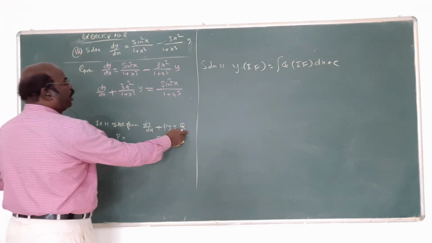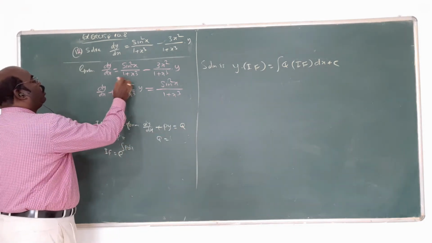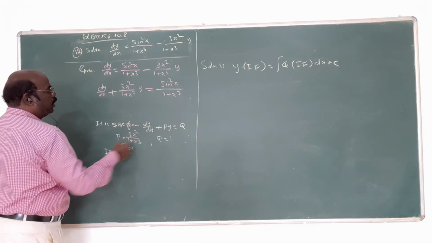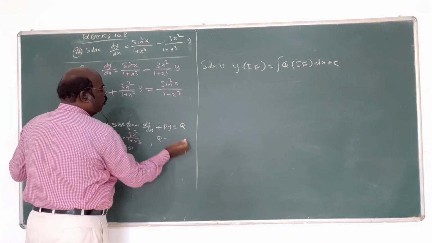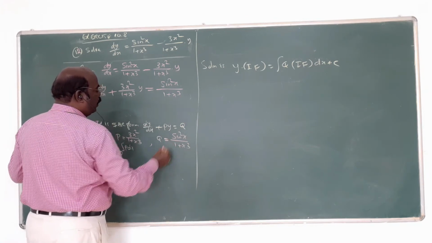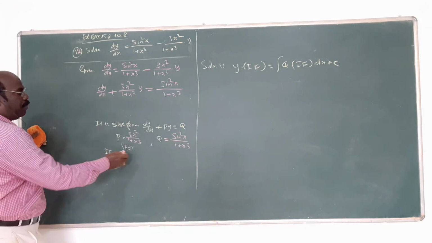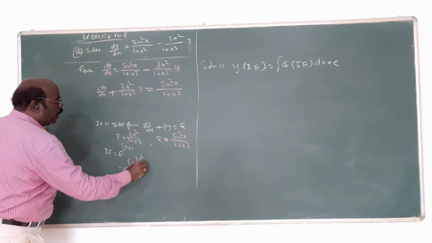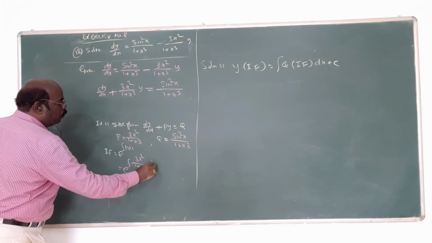dy by dx plus P y equal to Q. P equal to what? The coefficient of y. That is 3x square by 1 plus x cube. Q is what? Sin square x divided by 1 plus x cube. Am I right? Now write the formula. I will put e power integral of P, 3x square divided by 1 plus x cube dx.